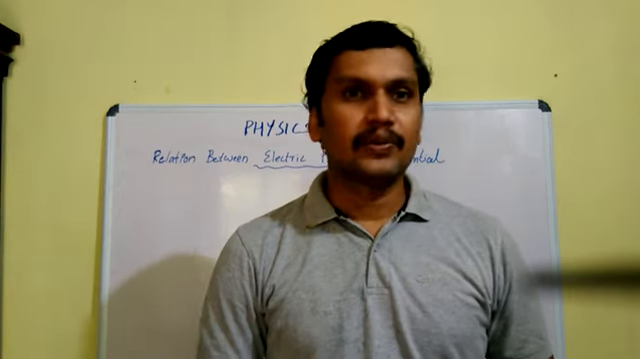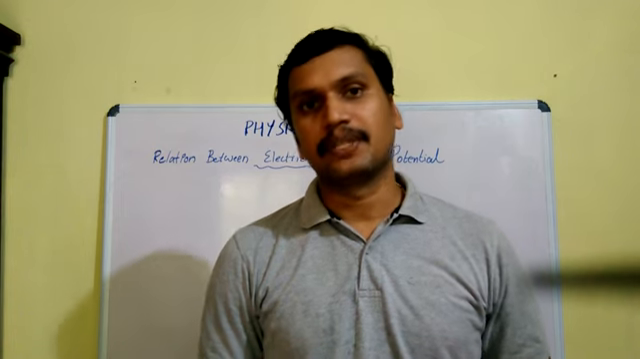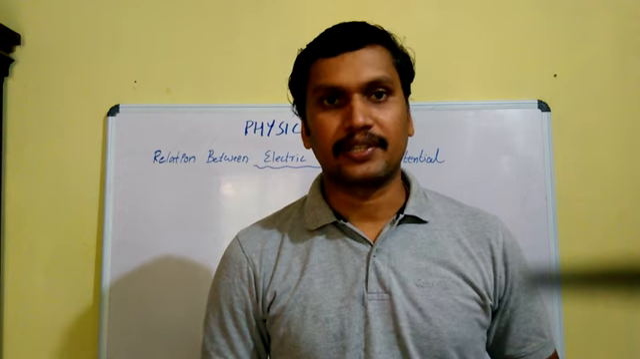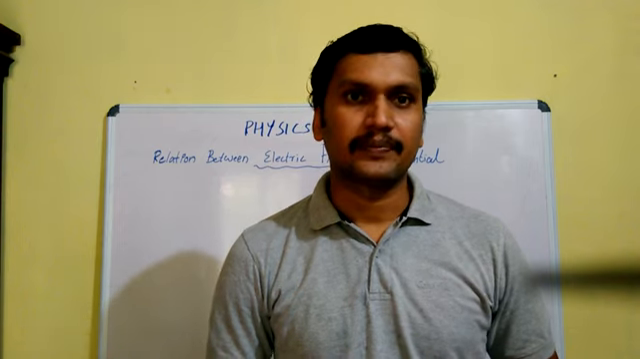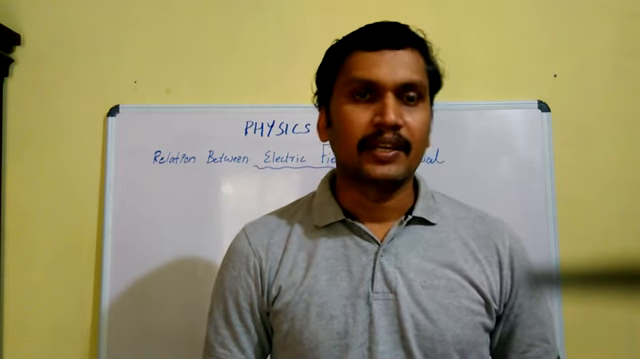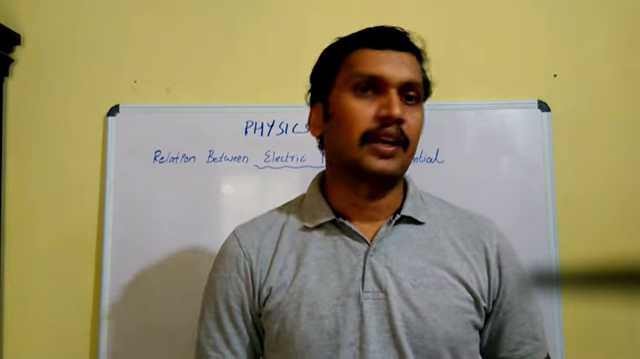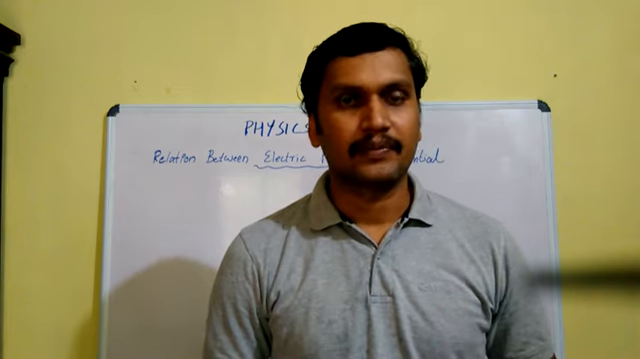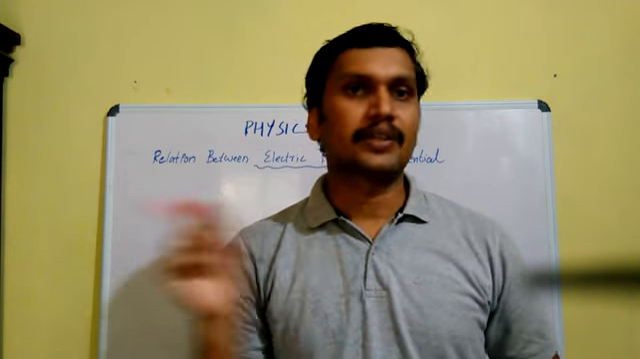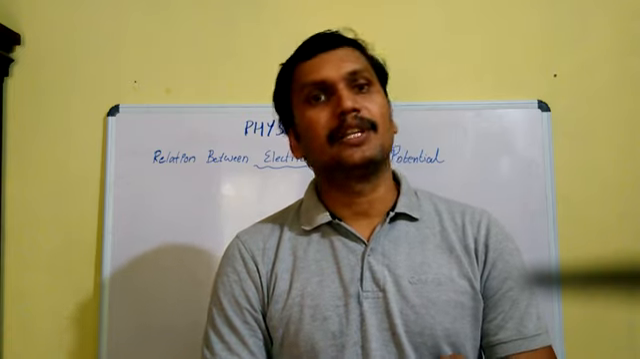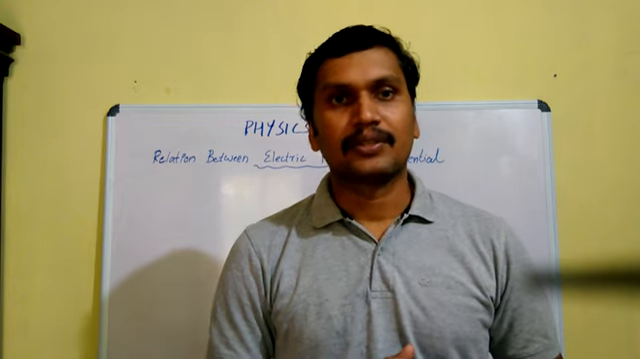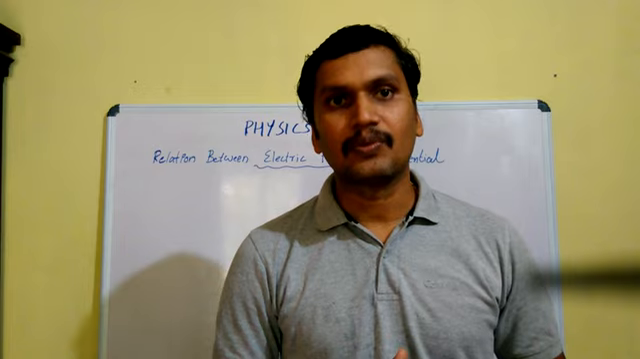Hello friends, now we are finding the relation between electric field intensity and electrostatic potential at a point in an electric field. We have already seen the definition of intensity of electric field: it is the force experienced by a unit positive charge at that point, whereas electrostatic potential at a point is the work required to bring a unit positive charge from infinity to the given point. Now see what is the relation between these two quantities.